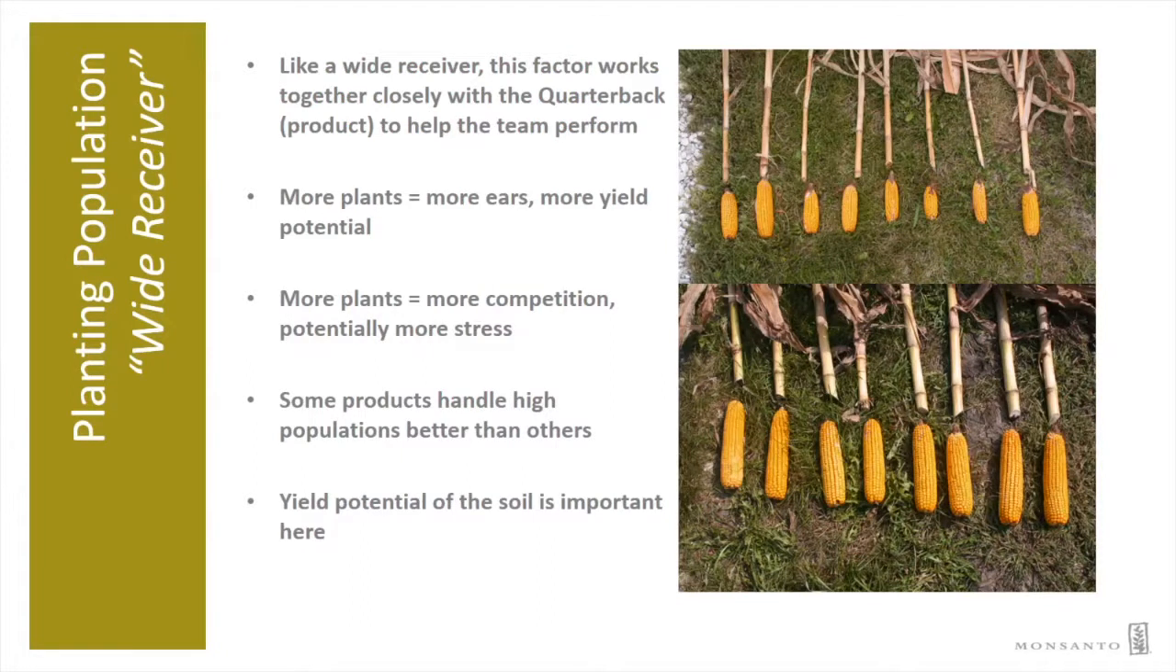Next key player that we want to talk about is our planting population. So how many seeds per acre are you going to choose to plant that product at across the acre or across your plot? Certainly, we're moving towards higher populations throughout the state. Our state average, I believe, is right around 34,000, just under that, I believe at 33,800, from a survey that I saw over the last couple weeks.